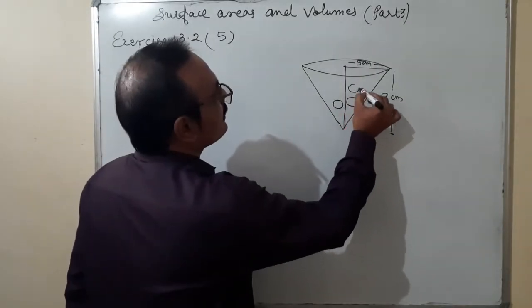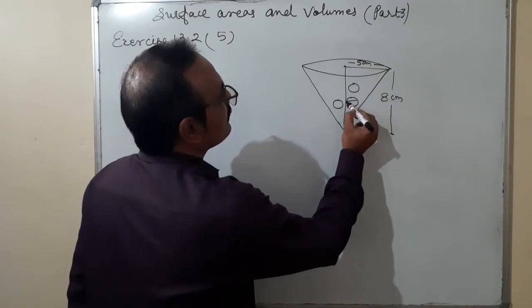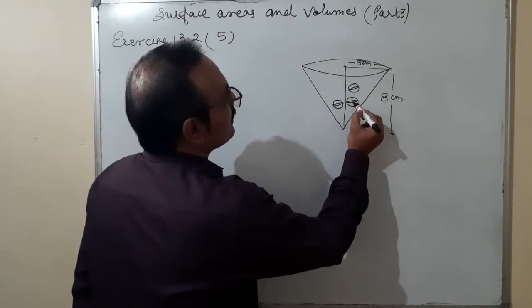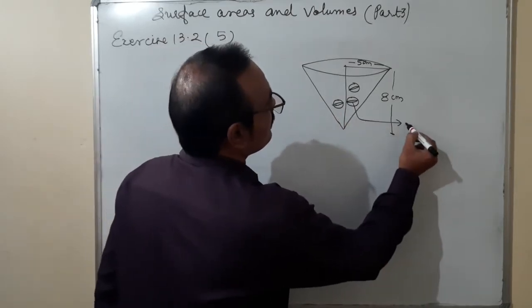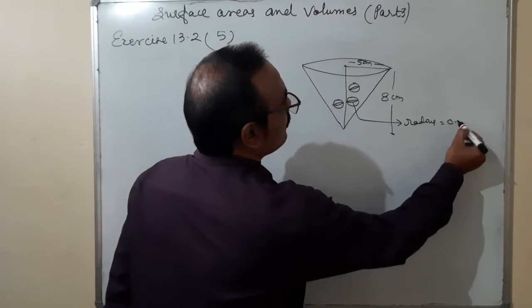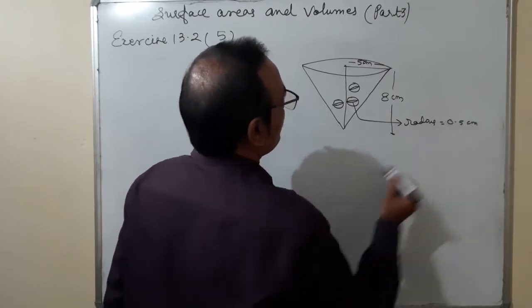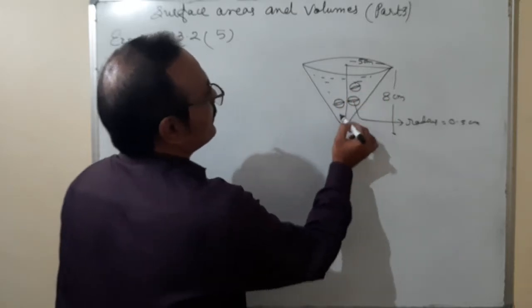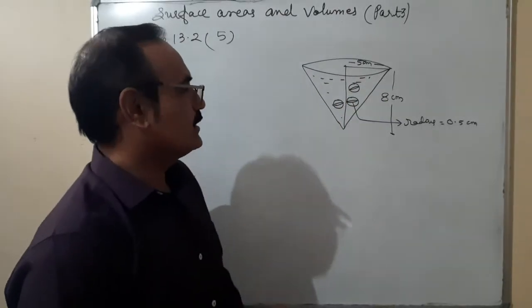Lead shot radius is equal to 0.5 centimeter. It is filled up to the brim. Then 1/4.